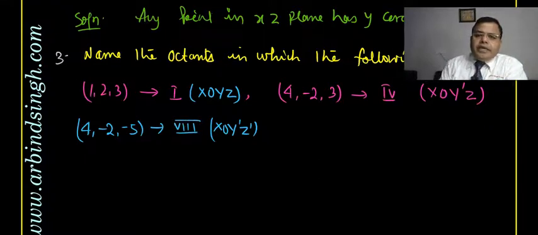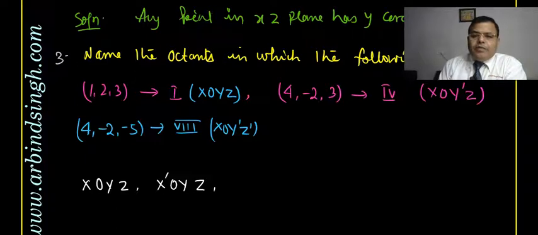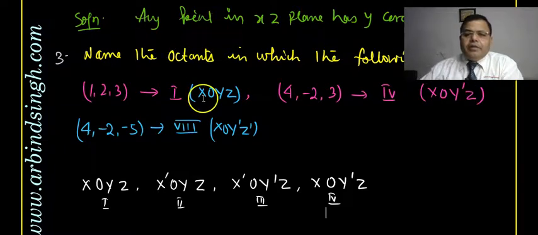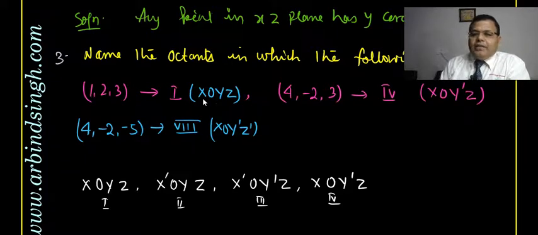For the sake of convenience, you can write here that this is XOYZ, the first octant. Then X'OYZ, then X'OY'Z, then XOY'Z. These are the four octants: first, second, third, and fourth, right? Similarly, on the other side, all z will be negative, so this will be the 5th, 6th, 7th, 8th, with z' negative. Here Y'Z': y' is this, x is positive and z' is negative. So opposite to the 4th, there will be the 8th octant, right?